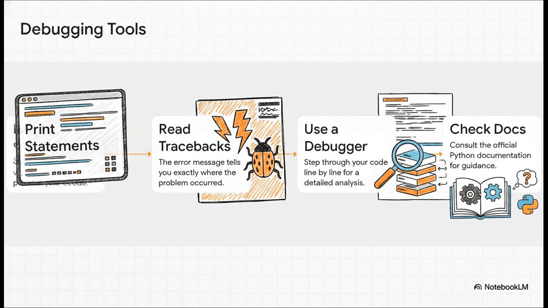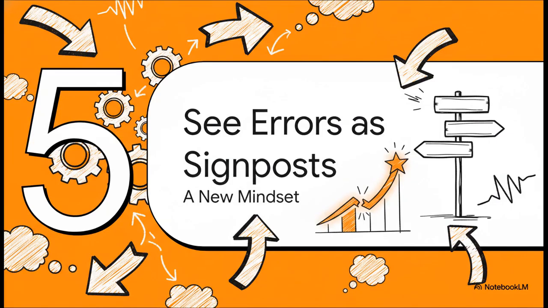2, actually read the traceback. That's the big error message. It literally tells you exactly where the problem is. 3, for trickier bugs, learn to use a debugger tool. It lets you step through your code line by line. And 4, when in doubt, check the official Python documentation. It's your best friend.